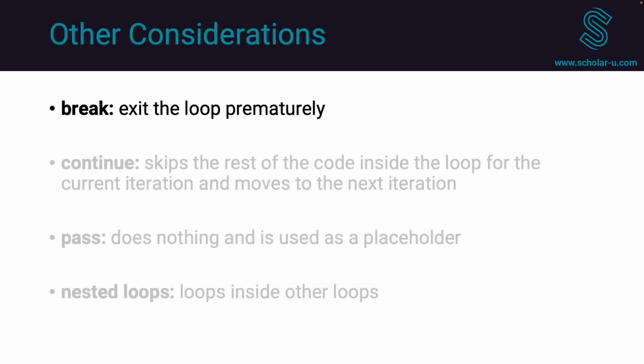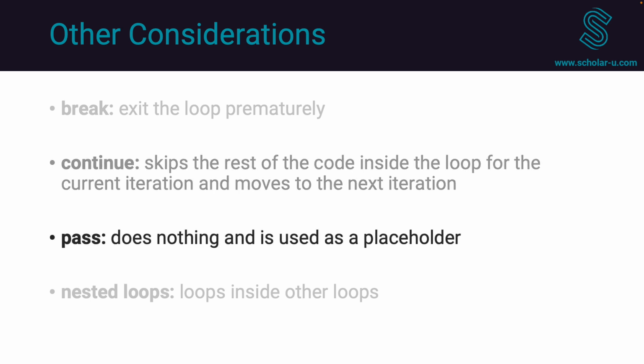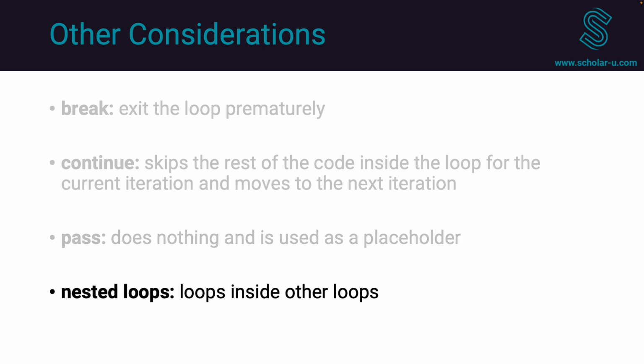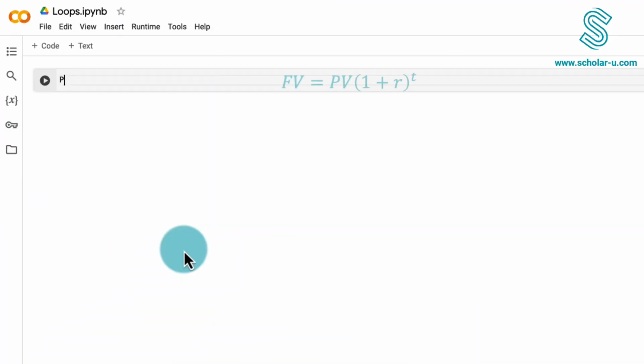When working with loops, consider using the break statement, which allows us to exit the loop prematurely, the continue statement, which skips the rest of the code inside the current loop iteration and moves to the next one, and the pass statement, which is a placeholder that does nothing. Additionally, we can use nested loops, which are loops inside other loops. Let's see how we can solve this problem using Python.